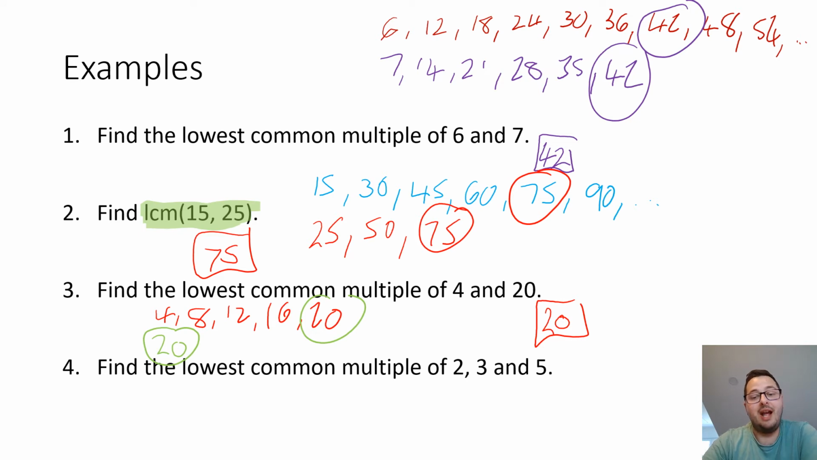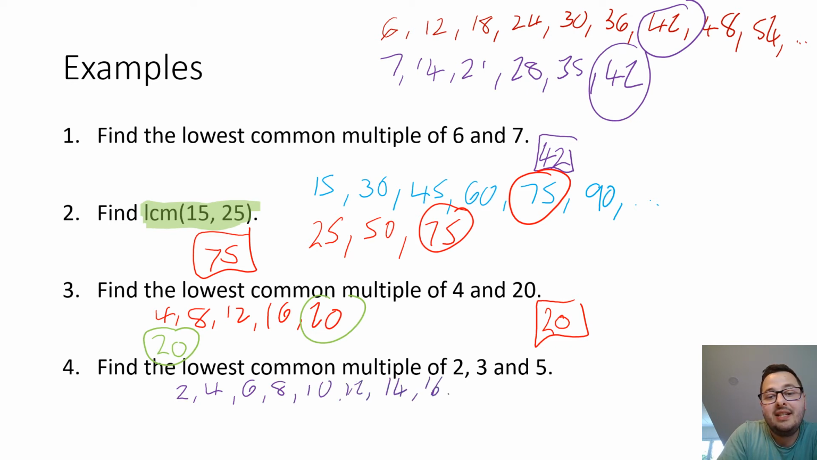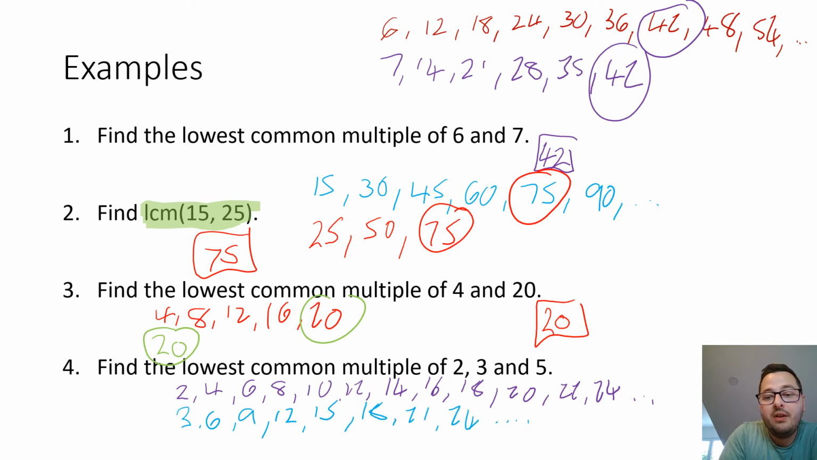We're just going to have to write out 3 times tables. But that is not a problem at all. So let's just start off with the 2 times table. So 2, 4, 6, 8, 10, 12, 14, 16, 18, 20, 22, 24. Let's just do a load. Then let's do the 3 times table. So 3, 6, 9, 12, 15, 18, 21, 24.